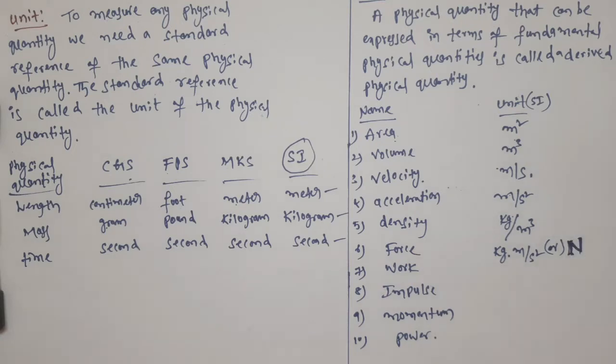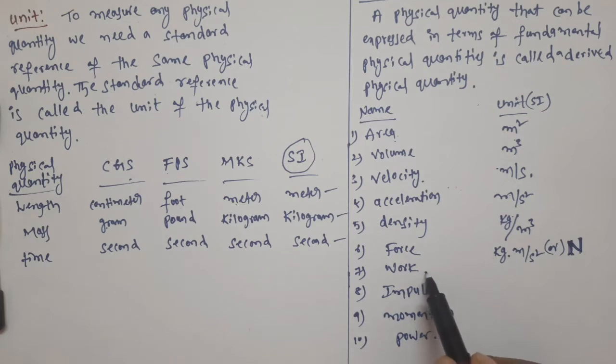Remember, whenever any unit is named after a scientist, we are supposed to use a capital letter. Newton is a scientist. That's why for force we don't write small n, we write capital N. If you see the fundamental physical quantity, that is electric current. What is the unit of electric current? Ampere. But Ampere is also a scientist. That is the reason why there we use capital A, not small a. Whenever a unit is named after a scientist, we are supposed to use a capital letter.